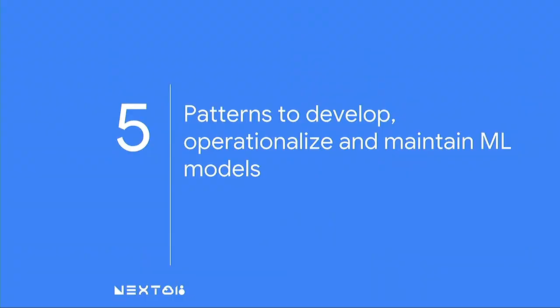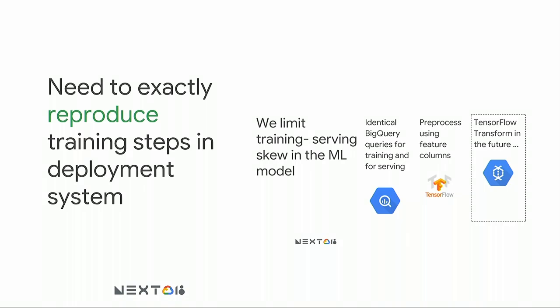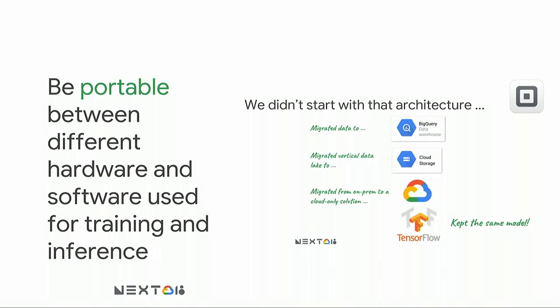Sure. All right. So to summarize then, here is how you should develop, operationalize, and maintain ML models. Number 1, you need to exactly reproduce the training steps in your deployment system. And as Edmund pointed out, the idea is to limit the training serving skew in the machine learning model. So use identical BigQuery queries, use TensorFlow feature columns, use TensorFlow Transform. The second pattern is to be portable between different hardware and software used for training and inference. And the point of that is to use a machine learning framework that offers you that portability. Don't go for the next new shiny thing. There's value in going with something that's mature, that's supported on a variety of different platforms.